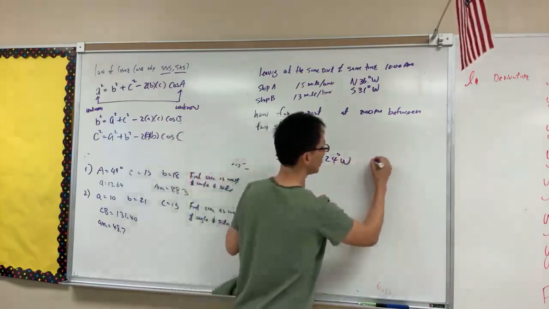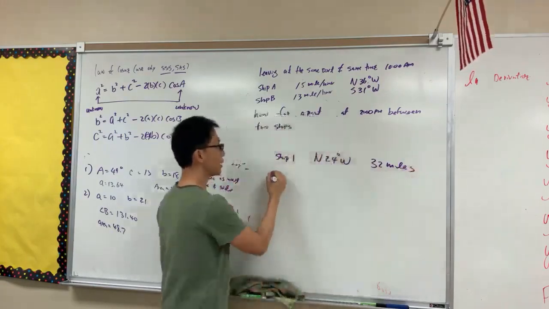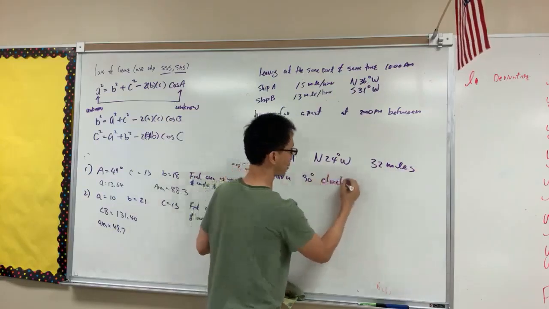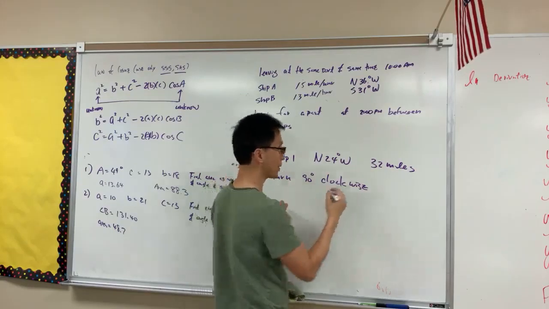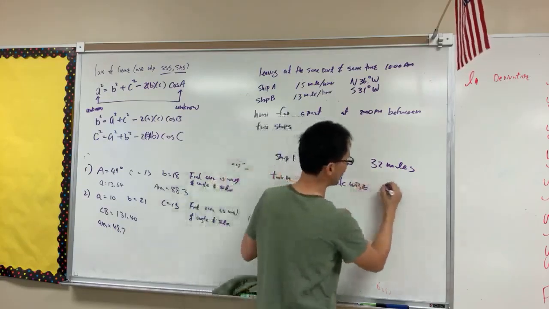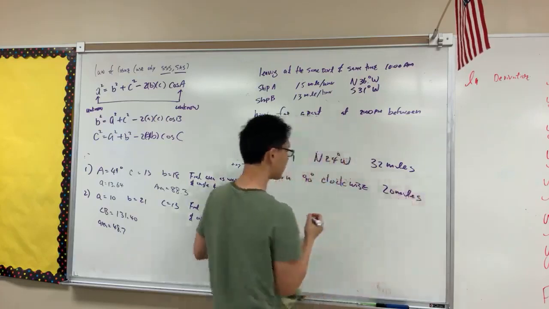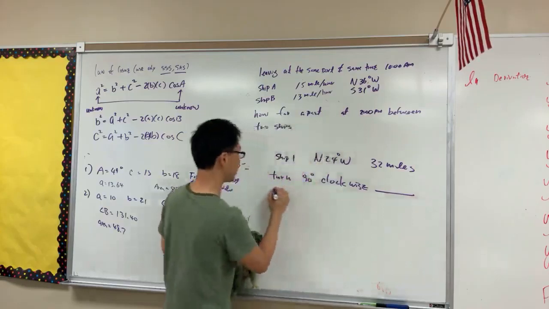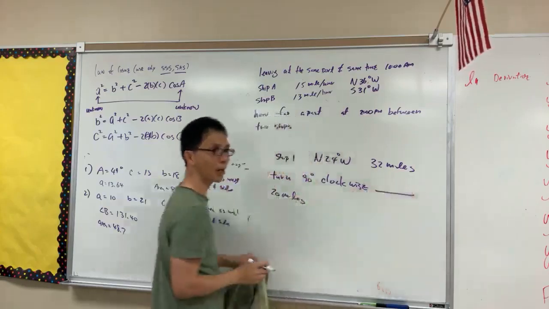Going for 32 miles, and then turn 90 degrees clockwise. Yeah, clockwise. And then going for another 20 miles. But I'm gonna give you a direction here, 20 miles. But the problem is, can you figure out this one without me giving it to you?